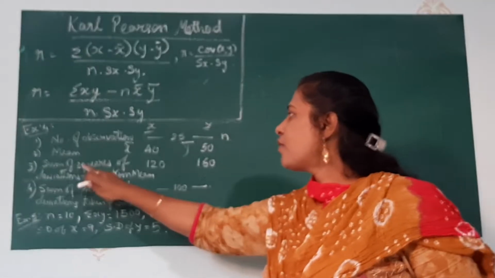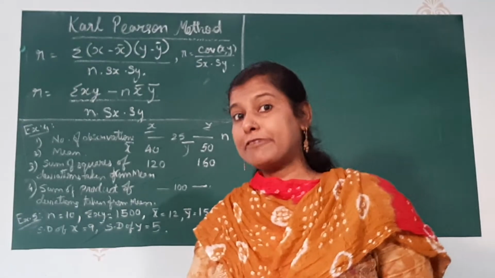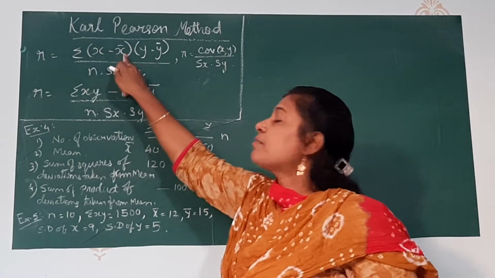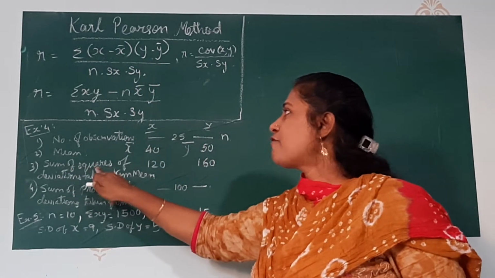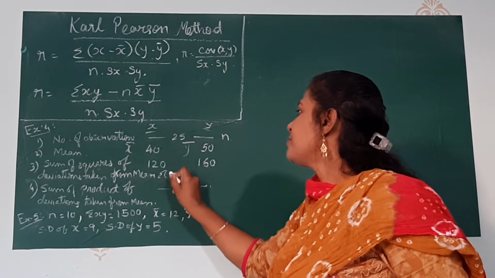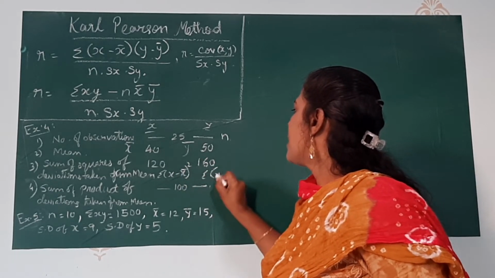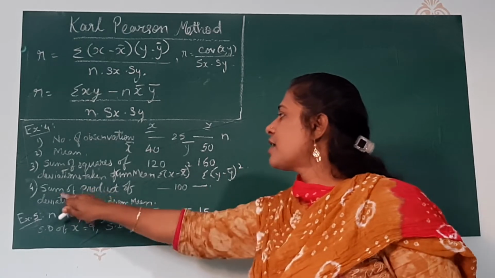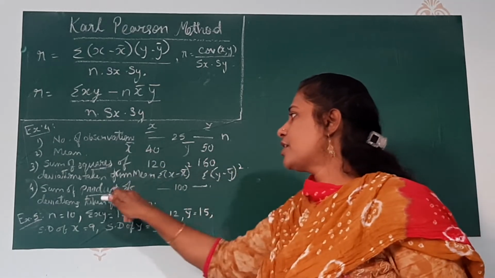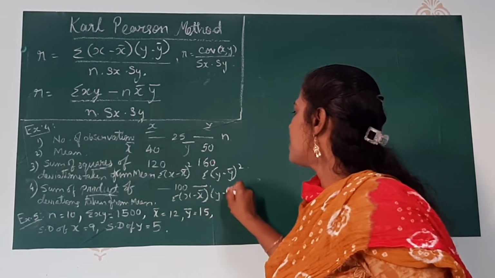Then, sum of squares of deviations taken from mean. The meaning of deviations is difference. This is deviation taken from mean: x minus mean, y minus mean. Sum of squares means this is sigma x minus mean the whole square, and this is sigma y minus mean the whole square. And the sum of product, here it is product, here it was square. Sum of product means this is sigma x minus mean into y minus mean.